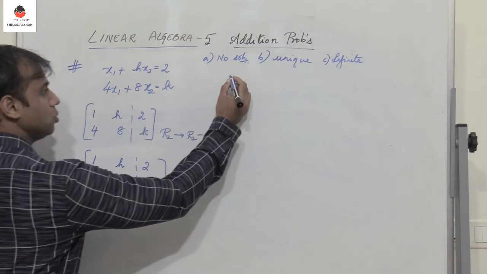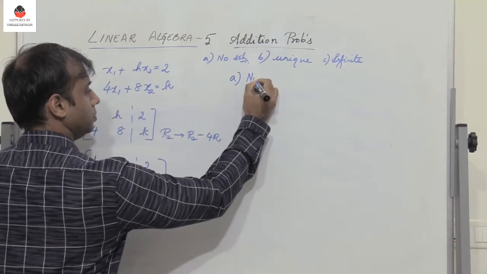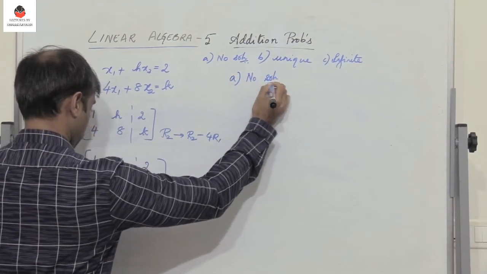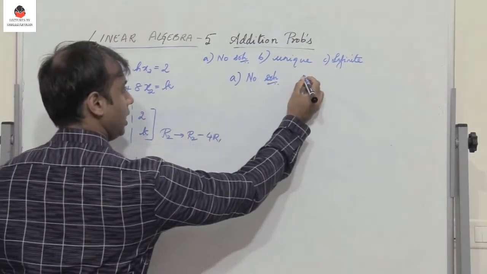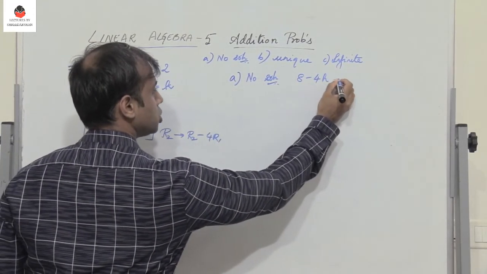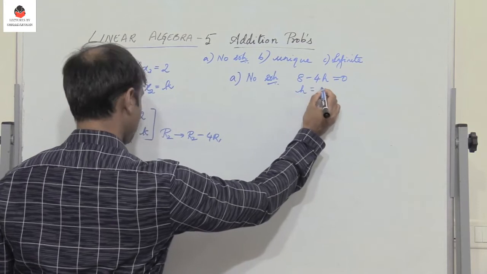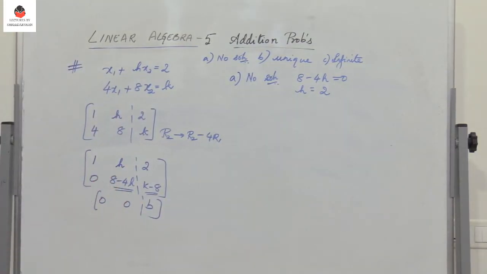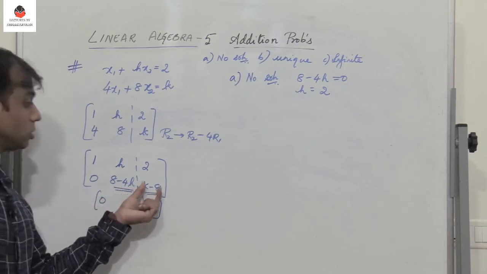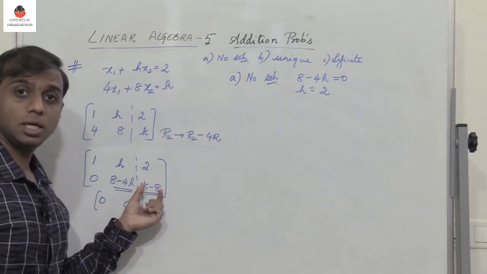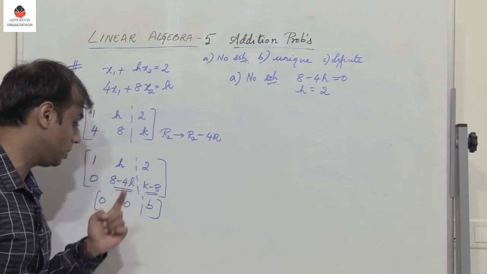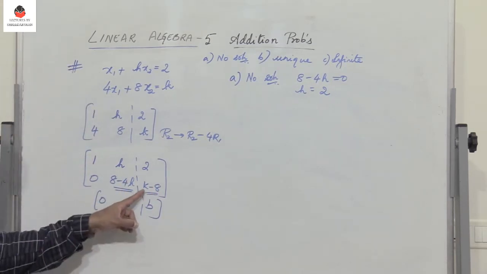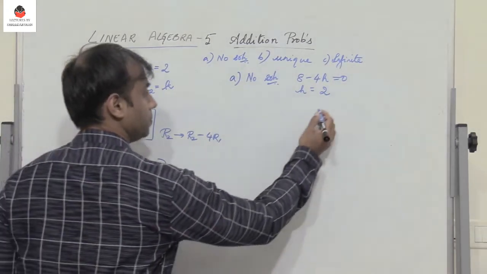Right? So for no solution, this element should be 0. That means 8 minus 4h should be 0, or h should be equal to 2. So if h is equal to 2, this will be equal to 0. But if this also becomes equal to 0, what happens? It becomes consistent. So this should not be equal to 0.